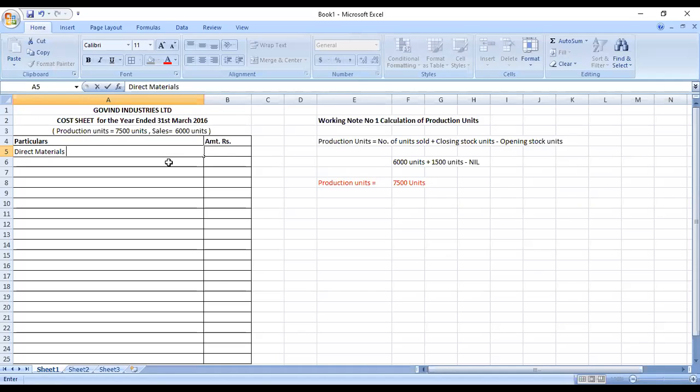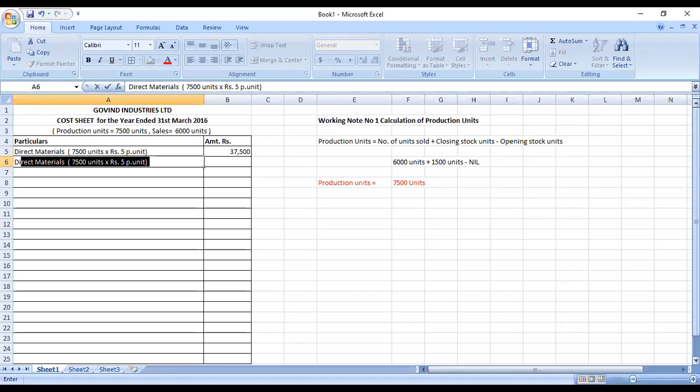Adjustment number one, what does it say, students? Adjustment number one says direct material at rupees 5 per unit produced. So how do you calculate this? Simple. What is the production unit? 7,500 units. Multiply by rupees 5 per unit. It comes to 7,500 into 5, which is 37,500. This is direct material.